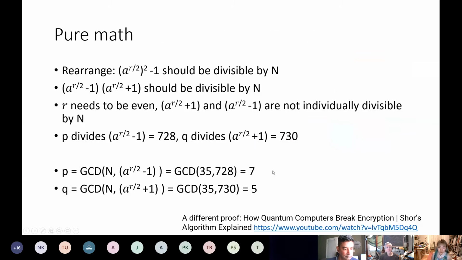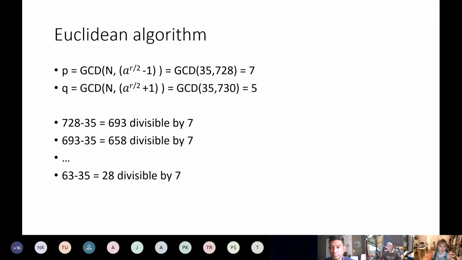But if you want to look up a different type of proof, the video that I recommended last week also has another proof to show that you can do this. So far, nothing is quantum. And to get to this point, 5 and 7, you are doing this greatest common divisor. And this can be solved.